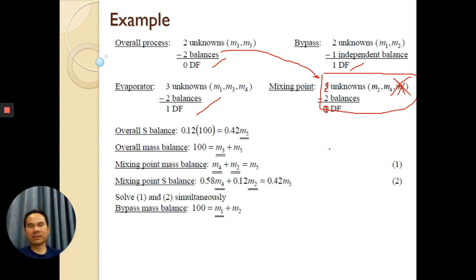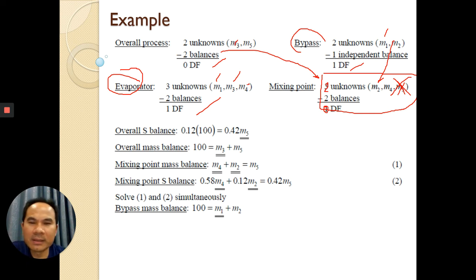In conclusion, the first step is to balance overall. You can solve for M3 and M5, and then you solve the mixing point. You can solve for M2 and M4. Then you can balance around the bypass and solve for M1, because you know M2 from before. And then you balance the evaporator. Around the evaporator, you know M3 and M4, so you can solve for M1.